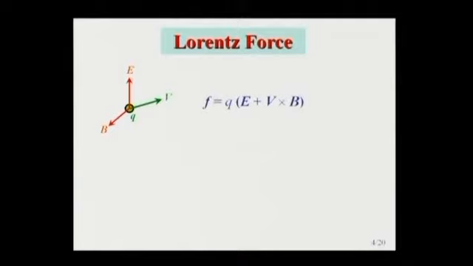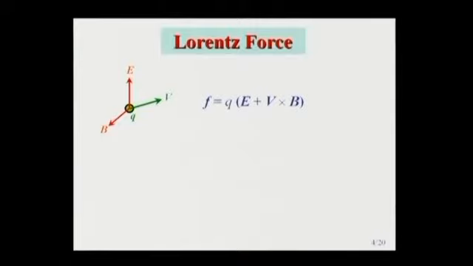Even though Lorentz introduced the formula in 1892, that's 13 years after Maxwell had died, Maxwell already knew this. He had this in his book. It's just in a different context, in the context of Faraday's law, that he had introduced this equation. But this equation was known to Maxwell, the force of light on charged particles.